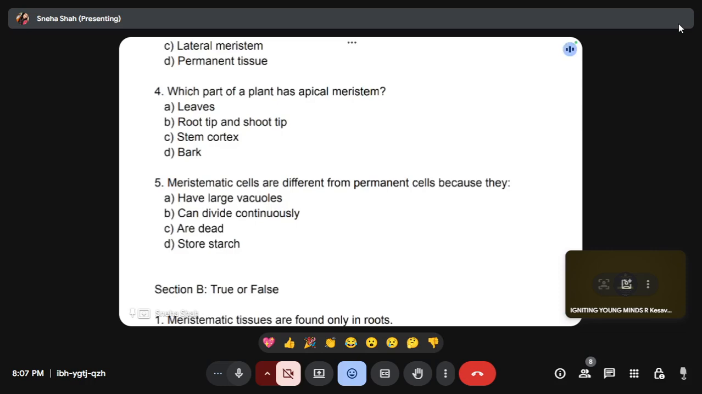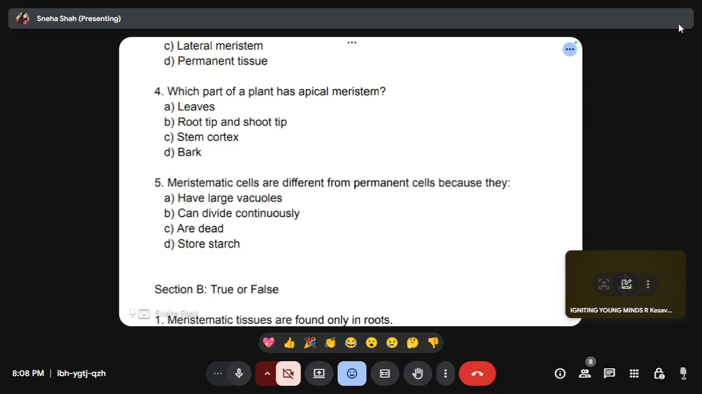Understand that cortex is something that is present inside a particular part of any living organism. When we talk about stem, it is a part inside the stem between where the xylem and phloem are present. Between xylem and phloem and the outer layer of the stem, there is a part called cortex present in the stem.